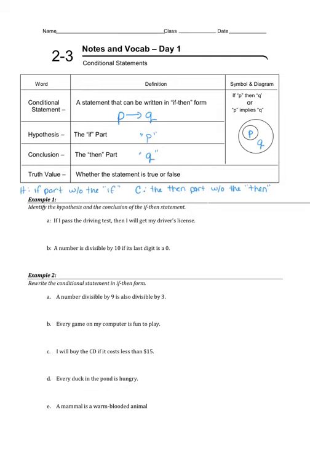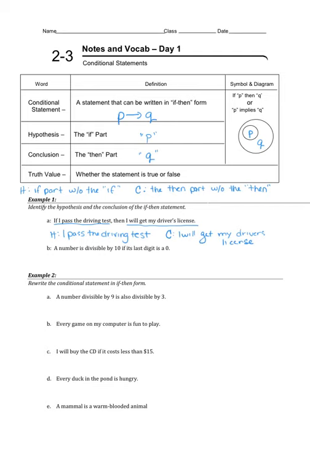So look at example 1a. If I pass the driving test, then I will get my driver's license. So the hypothesis is the if part, but without the word if. So H is I passed the driving test. The conclusion is the then part without the word then. So the conclusion would be I will get my driver's license.